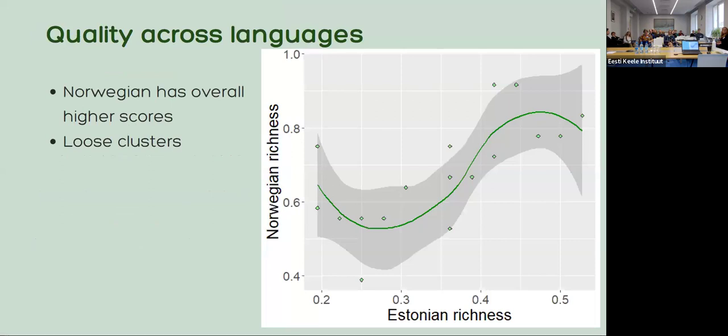When we look at quality across languages, we see that Norwegian generally has higher scores because most of the children do live in Norway. They get more diverse input. And we have very loose clusters of children who have rather low richness scores in both languages or rather high richness scores in both languages.